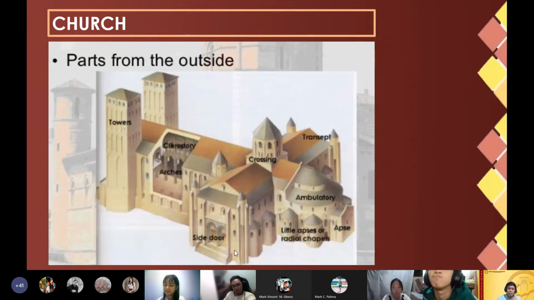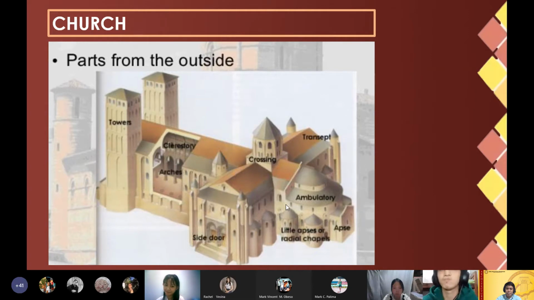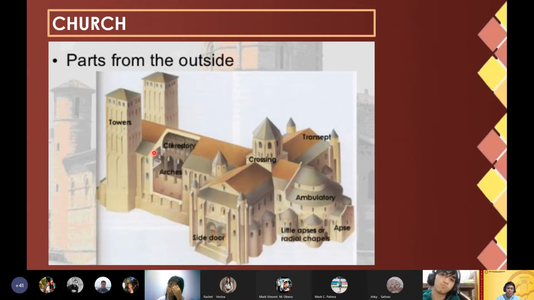Parts of the church from the outside, in terms of its view. So we have here the towers. We have here the clerestory. What is the clerestory, guys? What do you mean by clerestory? Are you familiar with clerestory? So clerestory are those windows placed high up that you cannot open or close. The main purpose of that window is just to admit natural light into your church. So that's what you call clerestory.